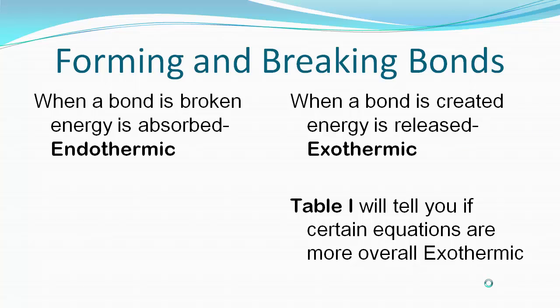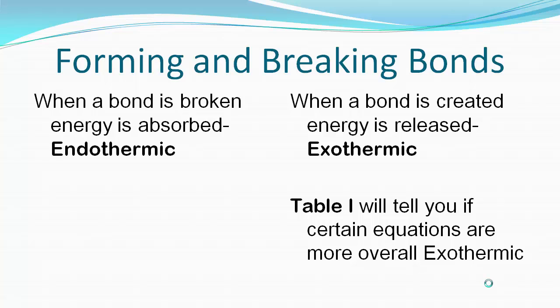Now, forming and breaking bonds are very simple. When a bond is broken, energy is absorbed. Now, when something is absorbed, it's called endothermic. When a bond is created, energy is released, and that is called exothermic. Think about it like exit, released.